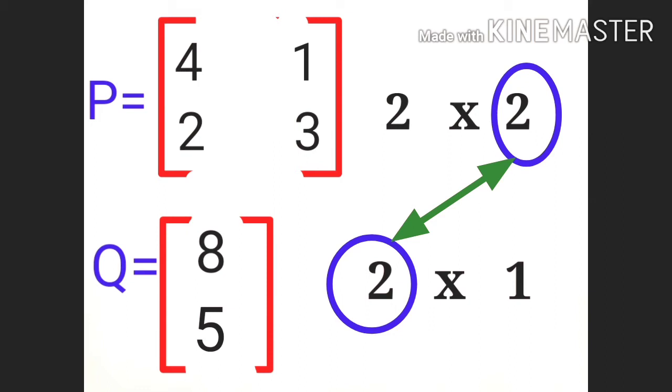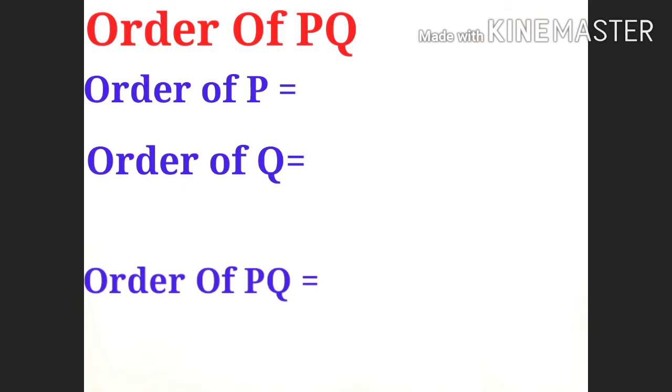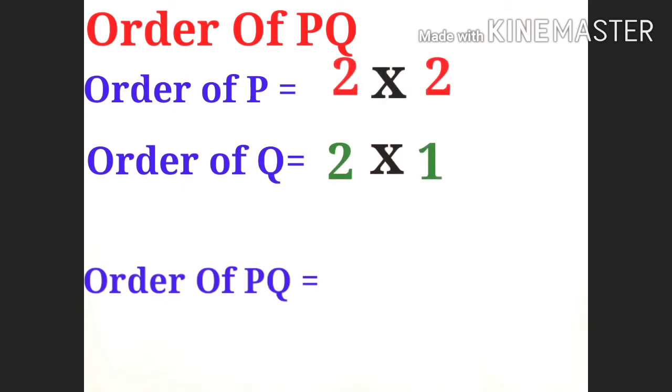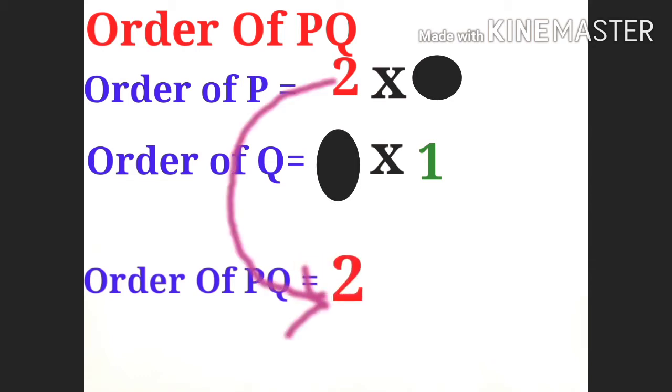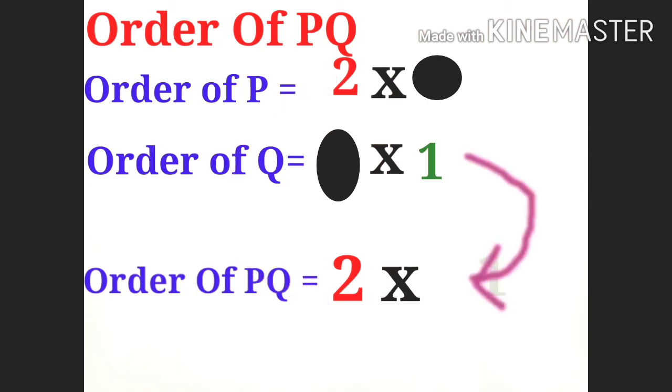So friends, if this is clear, let's move on to the next topic of finding the order of the product matrix. So friends, here are the orders of P and Q. Now we have already used up the number of columns of P and the number of rows of Q, right? So what is remaining? Yes, the number of rows of P and the number of columns of Q. Now that will become the order of the product matrix PQ. So what will it be in this case? Yes, it will be 2 by 1.